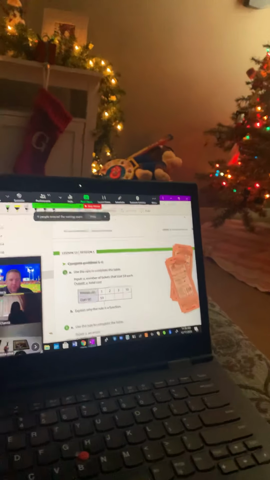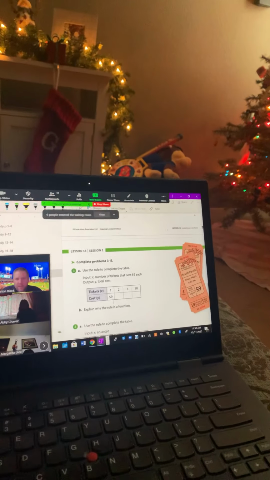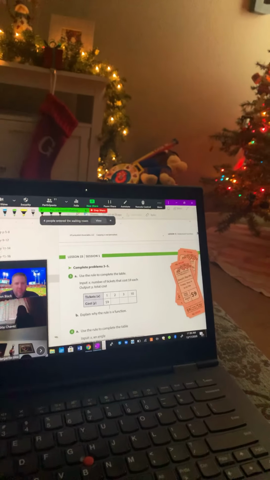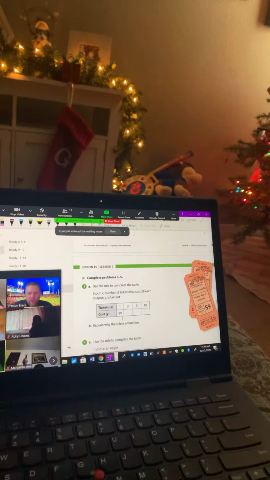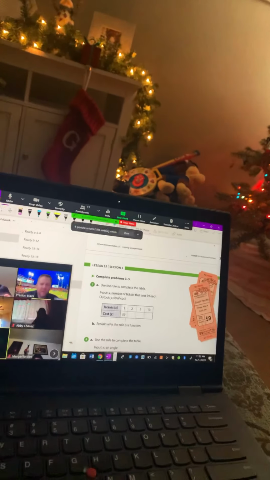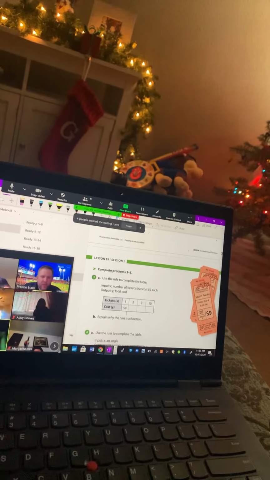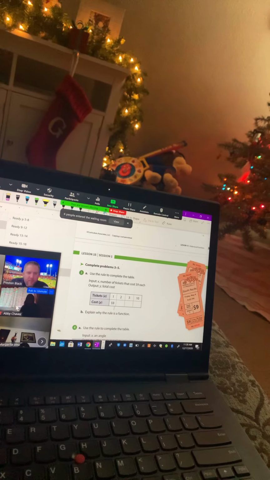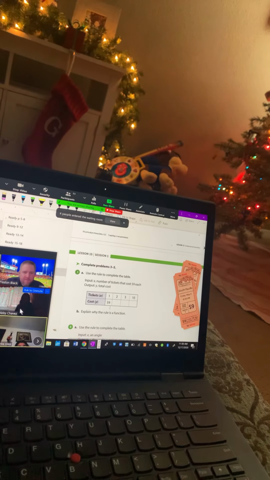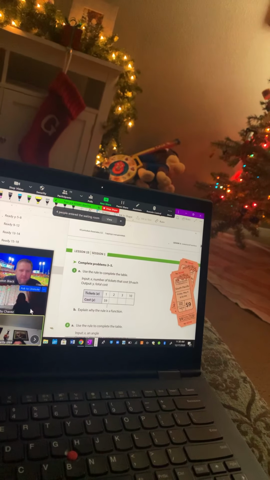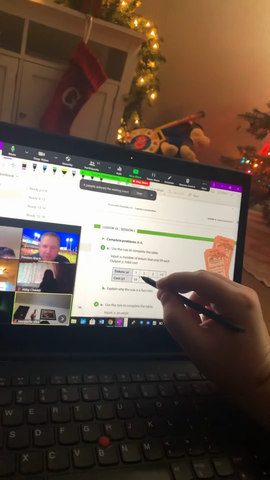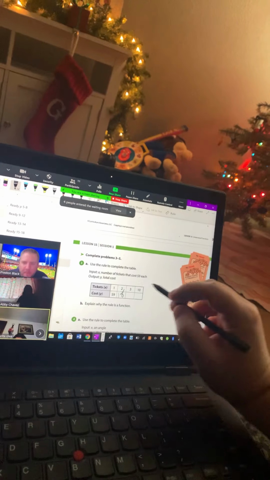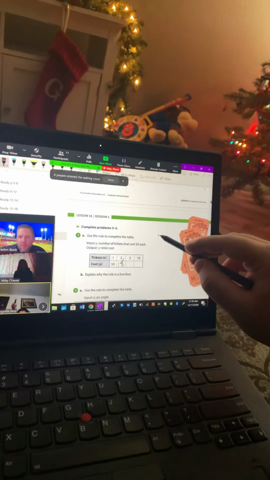All right, so your table should be filled out. Would anyone like to share out how much 2 tickets would cost? I got 18. And Margarita, how did you get 18? Well, I did 9 plus 9, which is 18, and I did that for all of them.